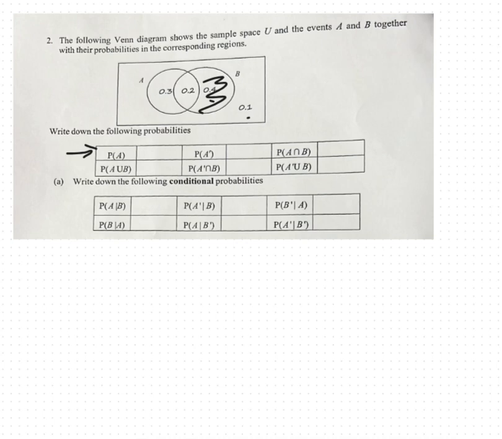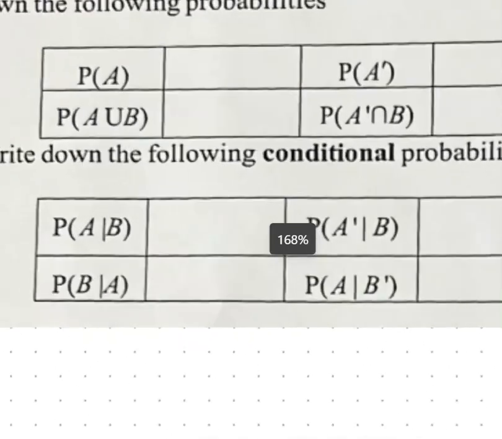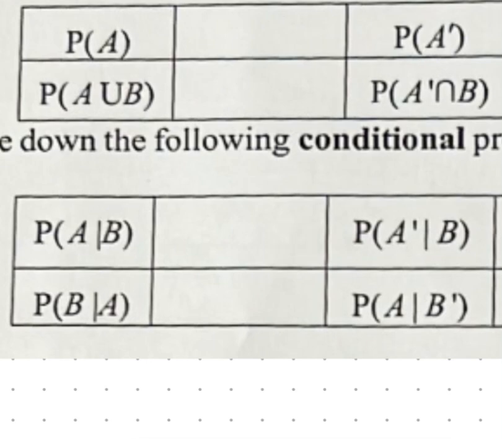Then we have A complement union B, which is outside A or inside B, which will be this region and this region. So this is 0.2 plus 0.4 plus 0.1. This is 0.7. Okay, so that is the first part done. Now let's move on to the next part. Now we have this sign over here, which is basically this straight line. This shows that there is a conditional probability over here.